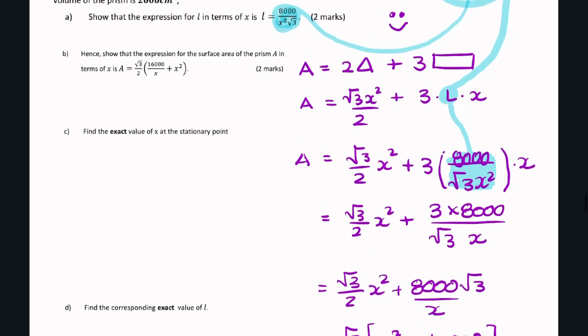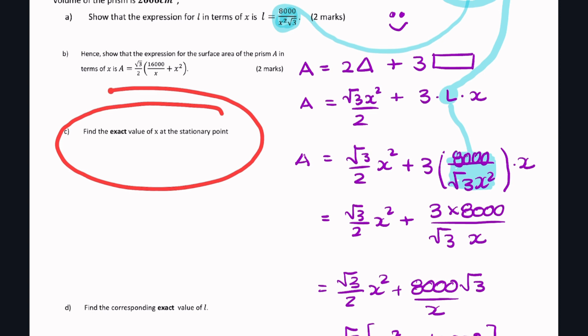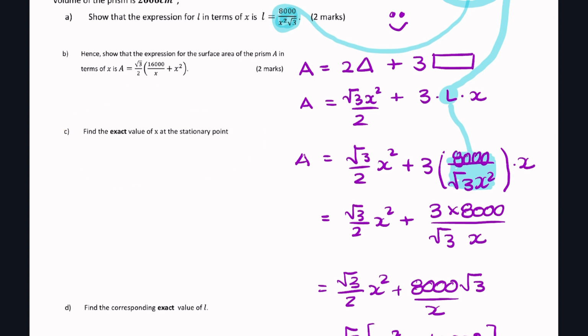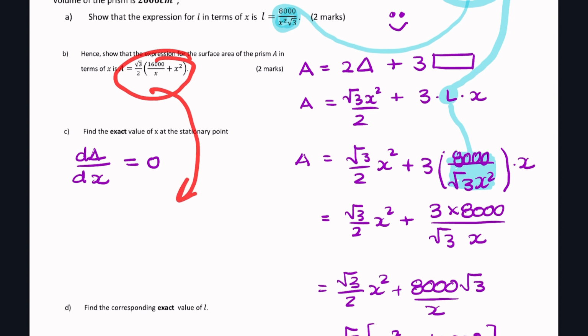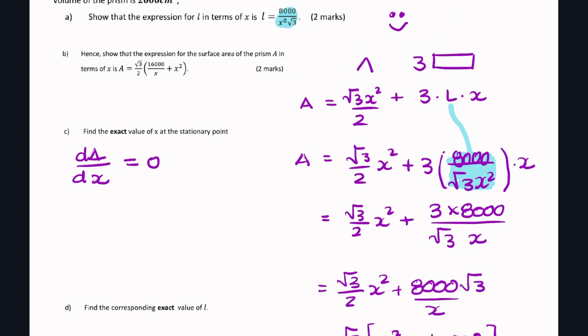Now the question then goes on to ask for a stationary point. Now the stationary point is where dA by dx is going to be equal to 0. That's the definition of your stationary point. And again, even if you fail to do this, you can still do part C. You can use this information to do part C even if you didn't manage to get part B done. So let's clear some space here.